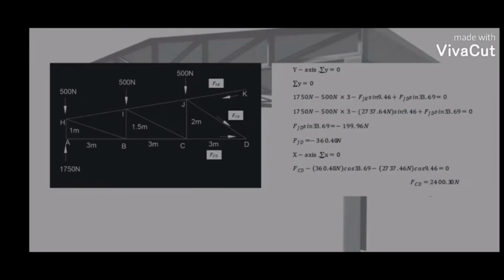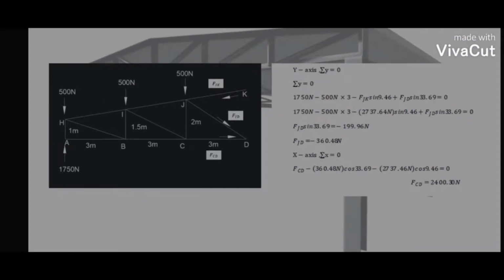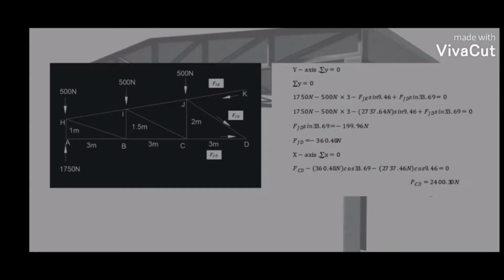So first, we apply the equation of summation of Fy equal to 0. We put in all our Fy values into the equation. And the sine 33.69 is the angle for FJD. We use the trigonometry ratio to get the angle. We can get our FJD is equal to negative 360.48 Newton. We can know the force of FJD is compressed due to the negative value.